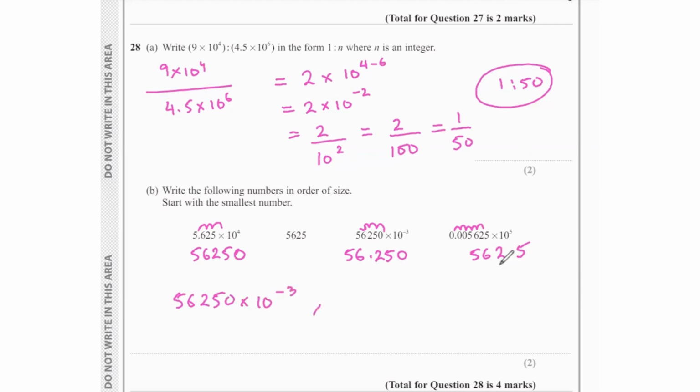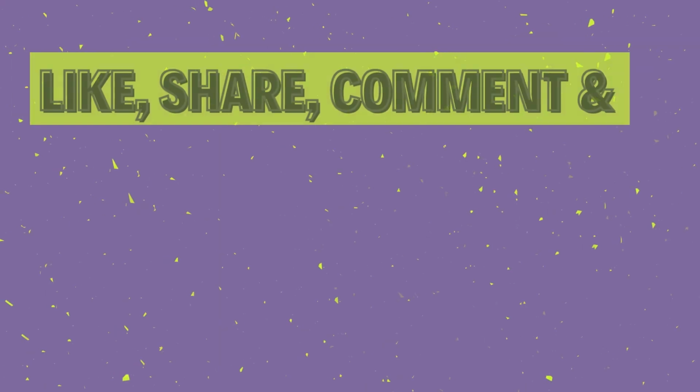Then we have 562.5, so 0.00565 times 10 to the power of 5. After that we have 5,625, and then we have 5.625 times 10 to the power of 4. That is your answer.